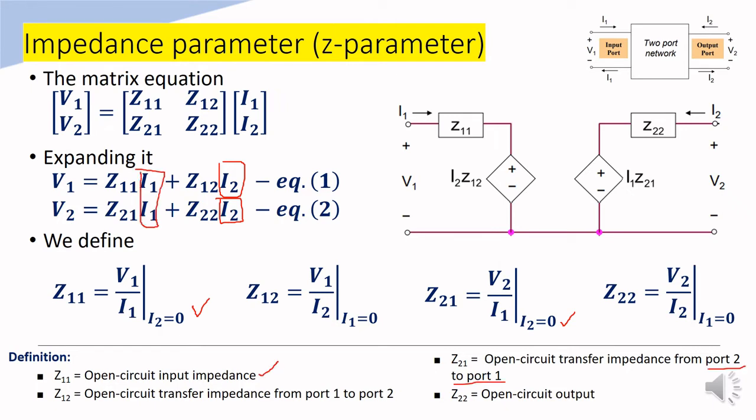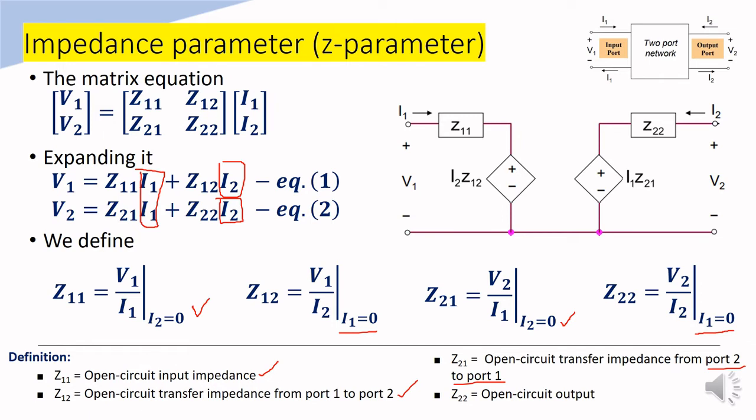Then, by letting the current I1 to 0 ampere, we can get Z12 and Z22. Z12, which is defined as the transfer impedance from port 2 to port 1. Z22 is the ratio of voltage V2 to current I2, and it is known as the output port impedance. The circuit here is used to represent the two-port network when the impedance parameter is used.